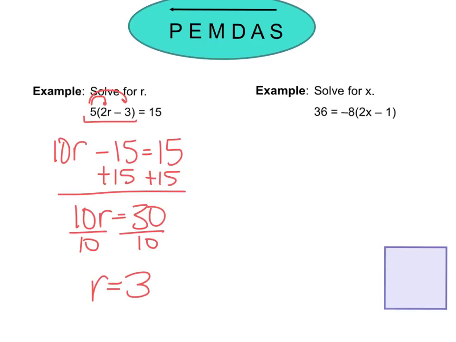And so our next problem is actually one to go ahead and try on your own. 36 equals -8 times the quantity 2x minus 1. Go ahead and give it a try. Come back and check for a solution.